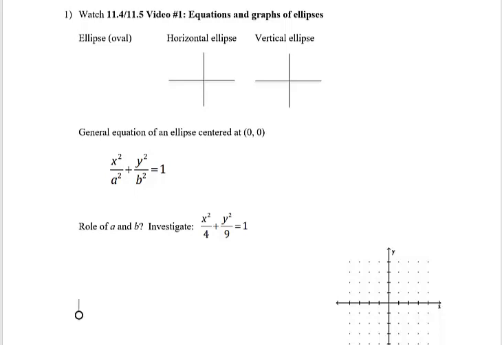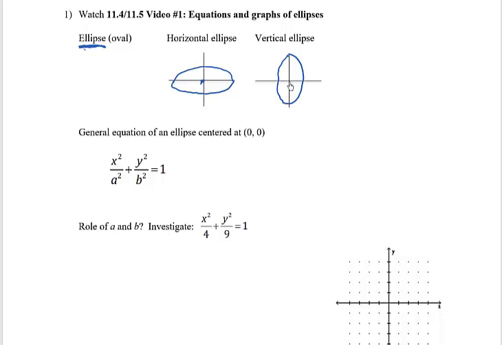The first one is called an ellipse. An ellipse is basically an oval-like shape. You might think of it as a circle that's been squished or compressed in some way. To keep things simple, we will only look at two types of ellipses: a horizontal ellipse, which looks like this, or a vertical ellipse, which looks like this. We will also only be dealing with ellipses that are centered right at 0, 0.